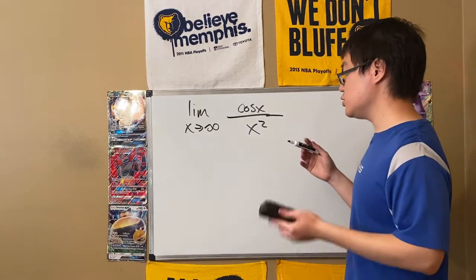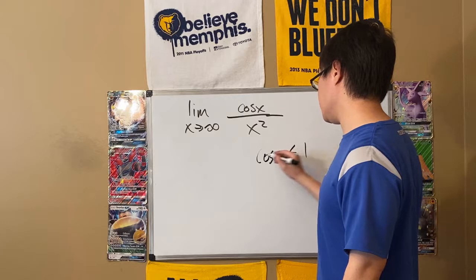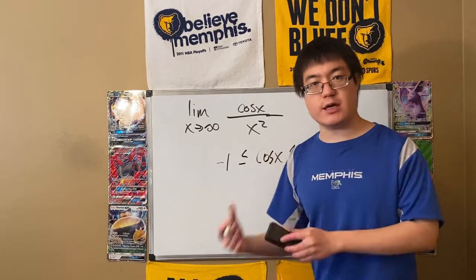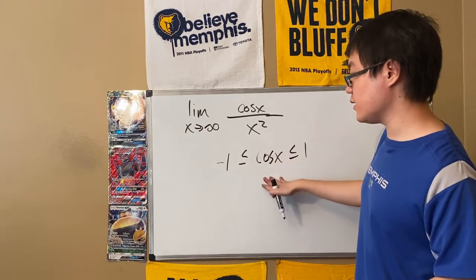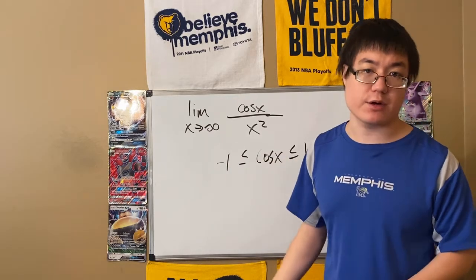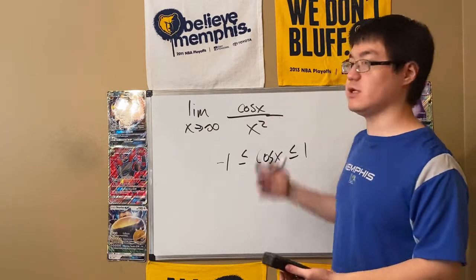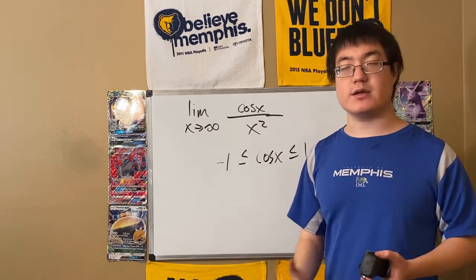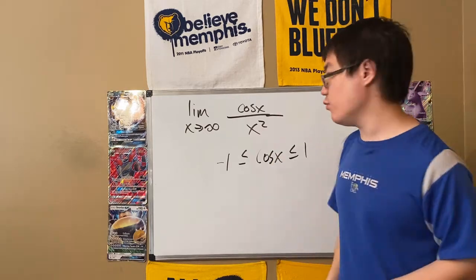So how it works is, just like normal, we're going to squeeze cosine of x in between 1 and -1. You have to introduce inequalities in order to use the squeeze theorem, because you need something smaller than something else, which is smaller than the biggest thing. And the way we introduce inequalities, again, is using the fact that the range of the cosine function, I believe is the right word, is in between -1 and 1.